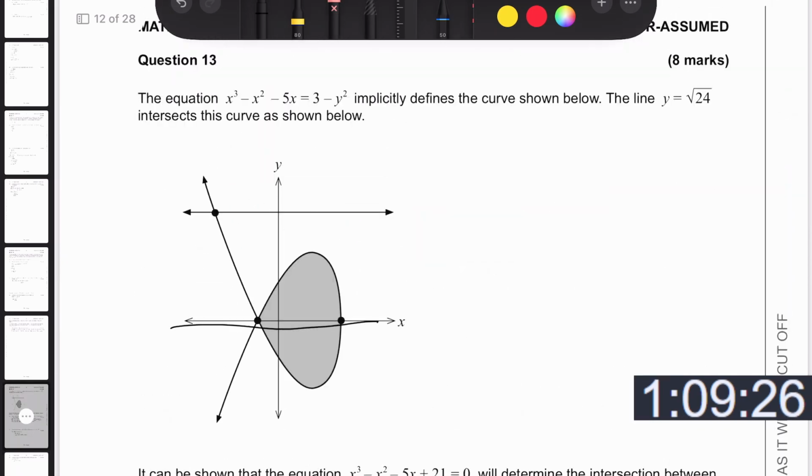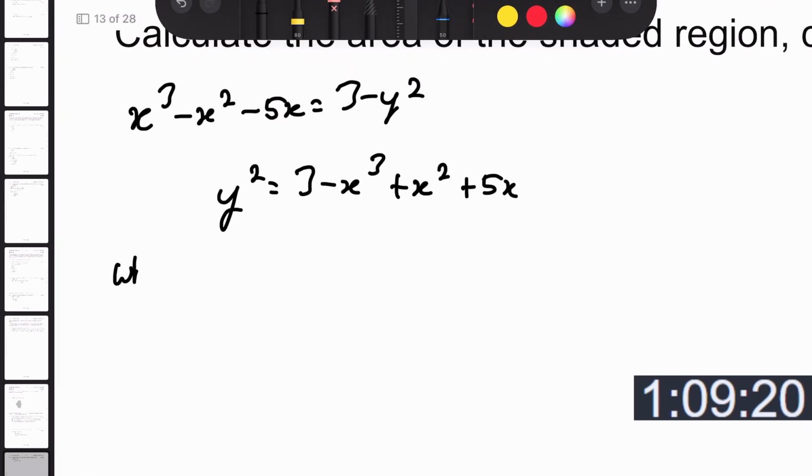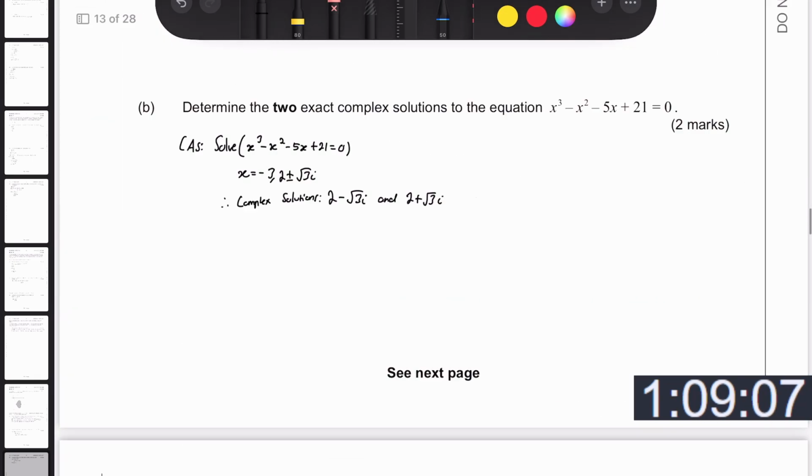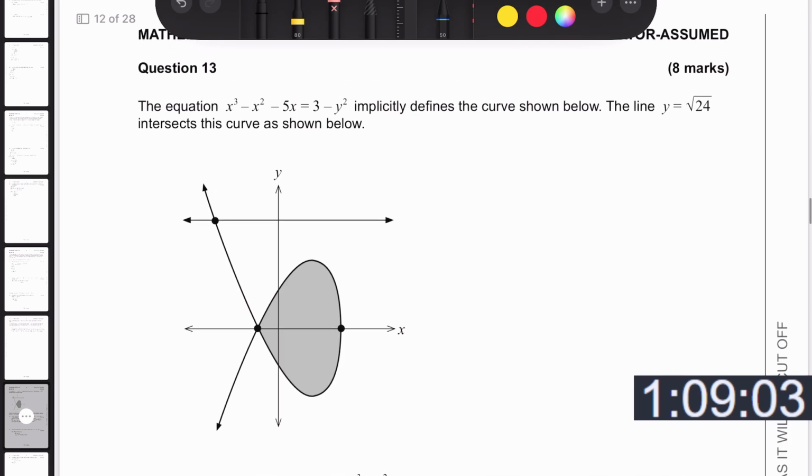Is this going to be some stupid thing where it's not symmetrical? No, it's y squared, so it has to be symmetrical. Okay. So then when y equals 0, x is equal to, so let's solve that: 3 minus x to the power 3 plus x squared plus 5x equals 0. I have negative 1 and 3. That looks all good.